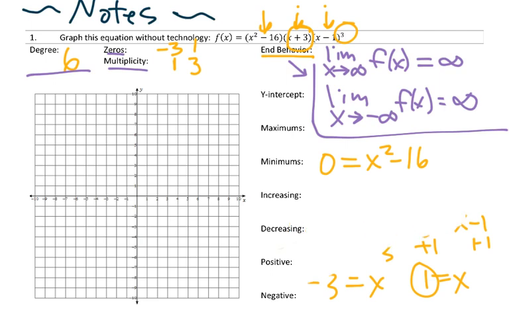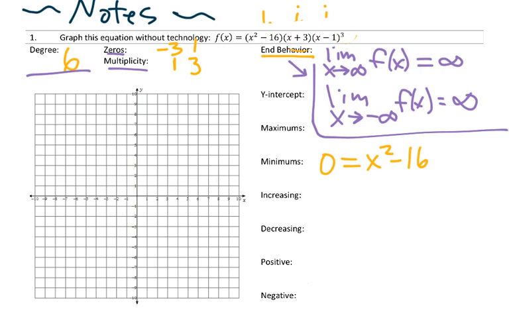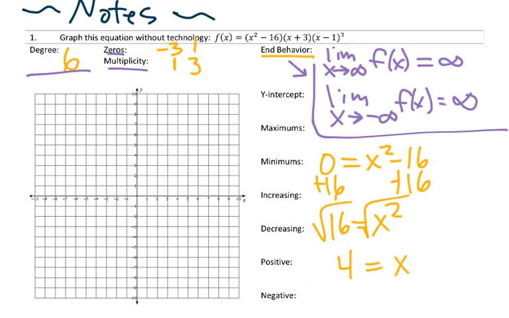Now, this other one might be a little trickier, because when it's got that x squared still in there, not around the whole thing, then we want to actually take the time to solve it. So I'd add 16 to both sides. I'd get 16 equals x squared. Take the square root of that, and I get 4 equals x. But you've got to remember, it's the positive or the negative version of 4, because negative 4 squared is positive 16 as well as positive 4. So I have a negative 4, I also have a positive 4, each with a multiplicity of 1.